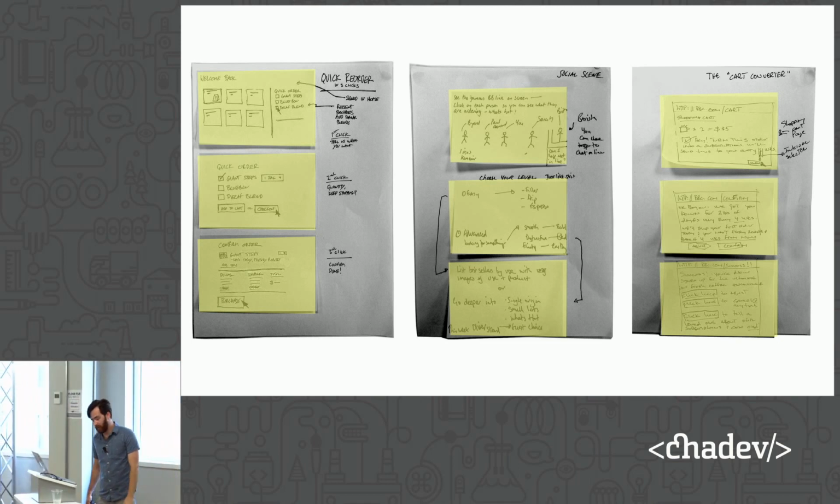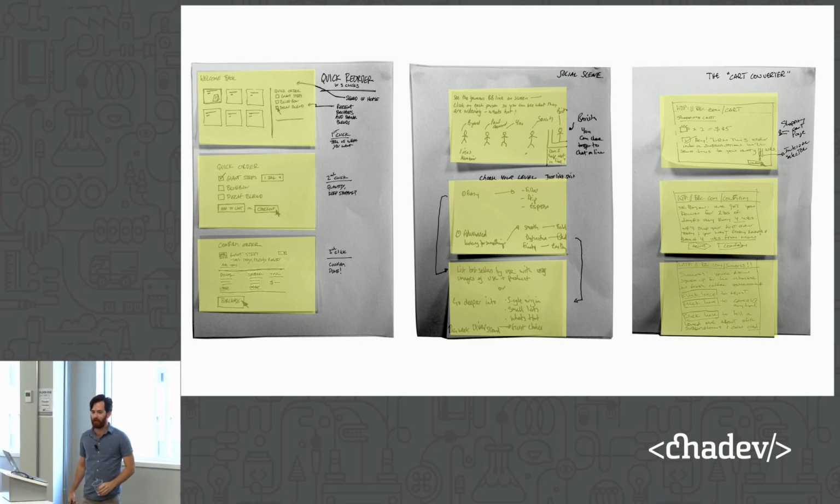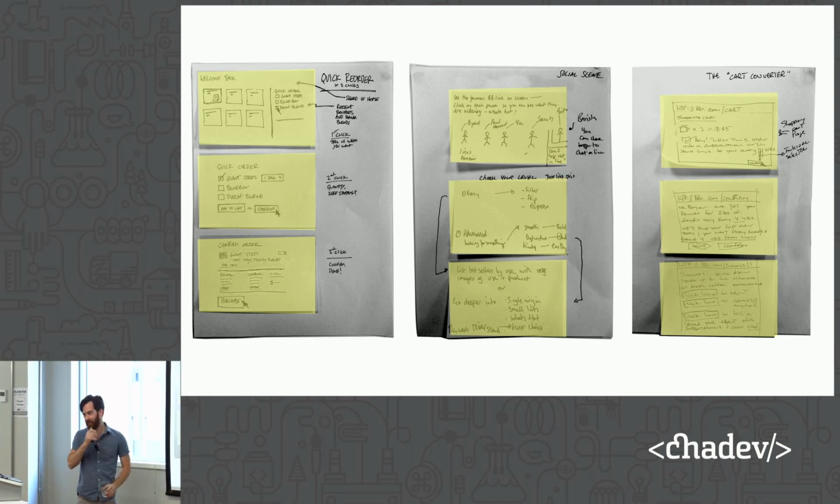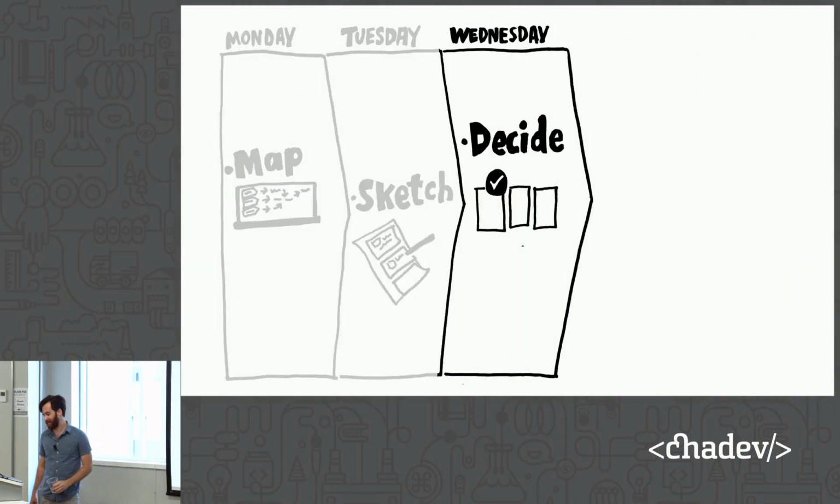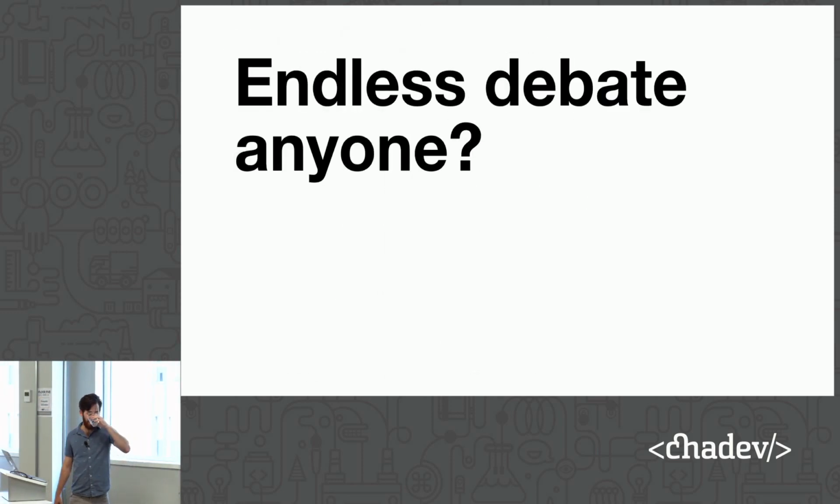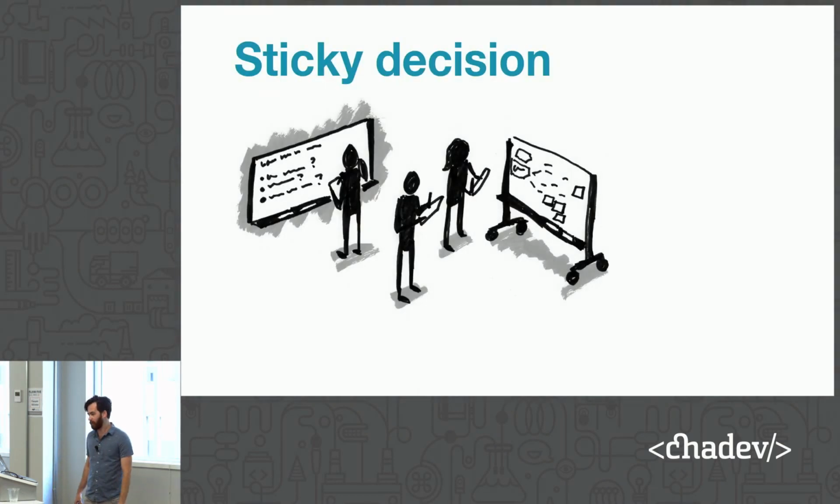So, you end the day on Tuesday, and trust me, you're exhausted because you've been making decisions for 2 days now, and it's very unlikely that you're going to have enough time at the end of the day on Tuesday to make a decision about which sketch to go with. So you put them all in a stack, then on Wednesday morning, you come in and you're going to make a decision. Now, decisions about this kind of stuff, endless debate, anybody? How do you avoid the endless debate about which way to go with the sketches? This is where those little sticky dots come into play.